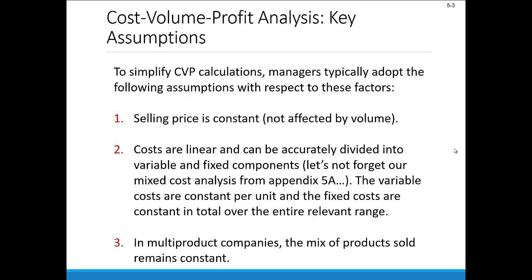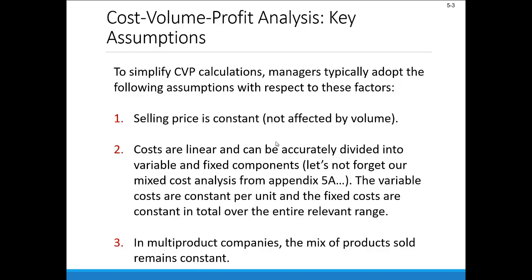assumptions. So speaking of assumptions, there are a few that we typically make with respect to certain factors to help simplify our CVP calculations. And the first is that selling price is constant. And that doesn't mean we never change it over time. We just mean constant in terms of not affected by volume. So we're assuming that we don't make a lot of concessions as far as volume discounts or anything like that.